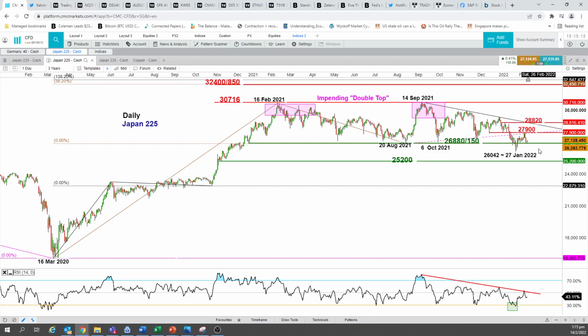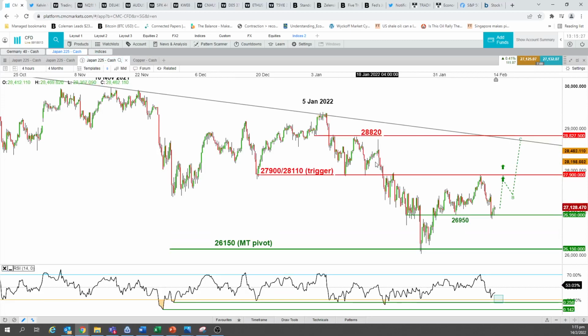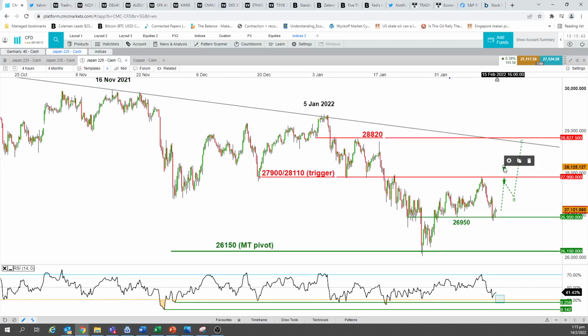So all in all, for the shorter term, we're still looking for a bounce within this range configuration. Now if you go to the shorter term on the 4 hour chart, this is the 26,950 level, the intermediate support level. We're still looking for a push up again to retest 27,900 slash 28,110.